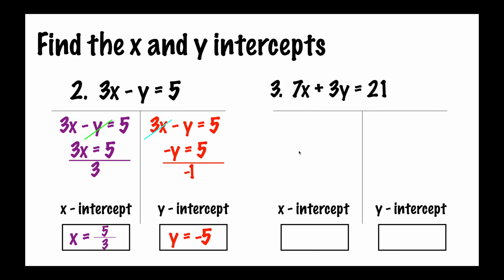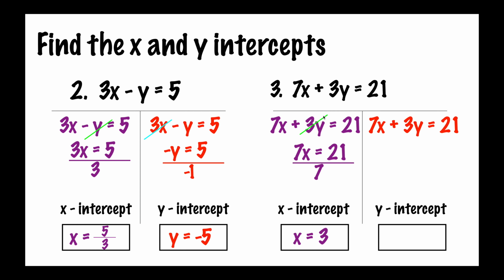In number 3, we'll do the same thing. Here I'm going to plug in a 0 for y, which means that the 3y is going to be gone. So I'm really just left with 7x is equal to 21. We'll divide both sides by 7. I end up getting x is equal to 3.